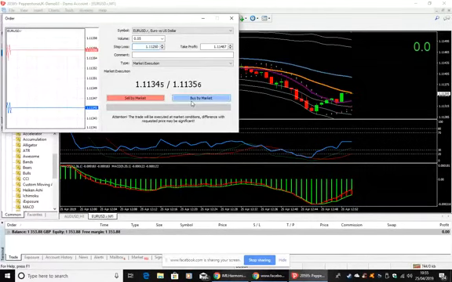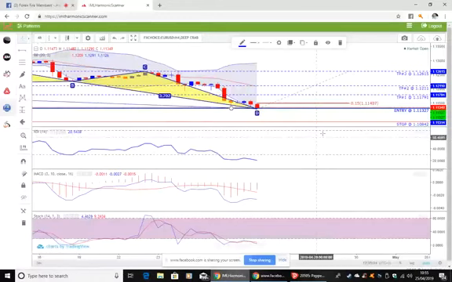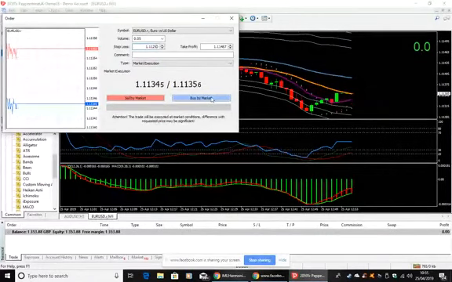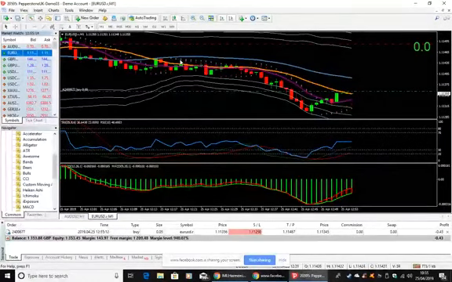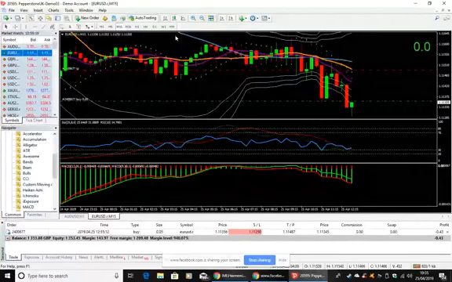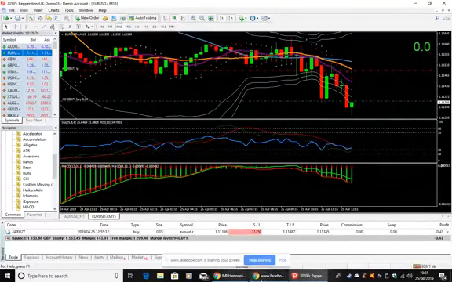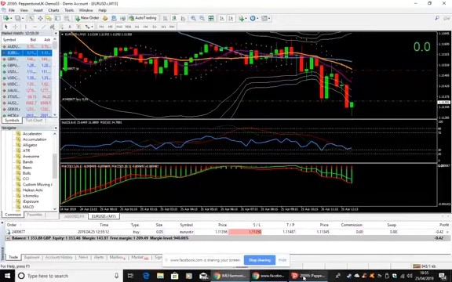1.12550, and then this was going to be a buy. There we are. So that's on the 15 minutes. Was this on the 15 minutes? Let's take a look. That was on the 4 hours, sorry.